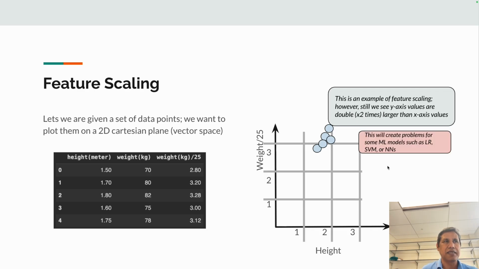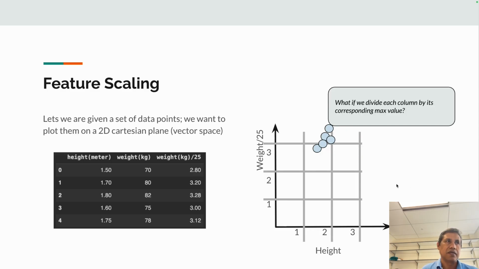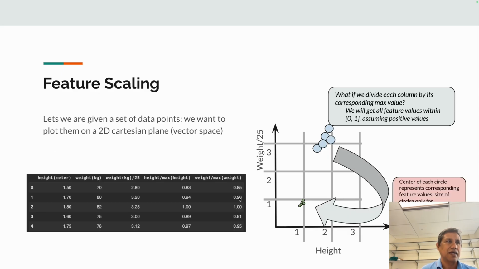Imagine that we have a k-nearest neighbors model, and if we want to do a similarity estimate, then definitely it is going to put more weight on the weight compared to height. So these are some of the models that are purely dependent on you to scale your data properly. One smarter idea is to divide by the maximum value of each column, and it turned out that yes, we were able to compress all the data in the first quadrant.